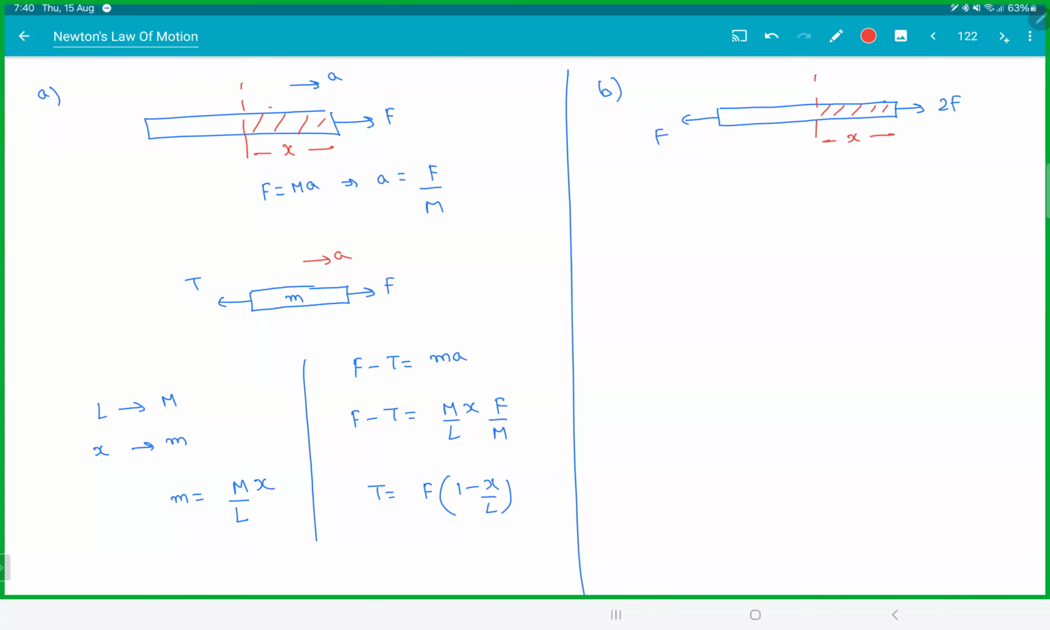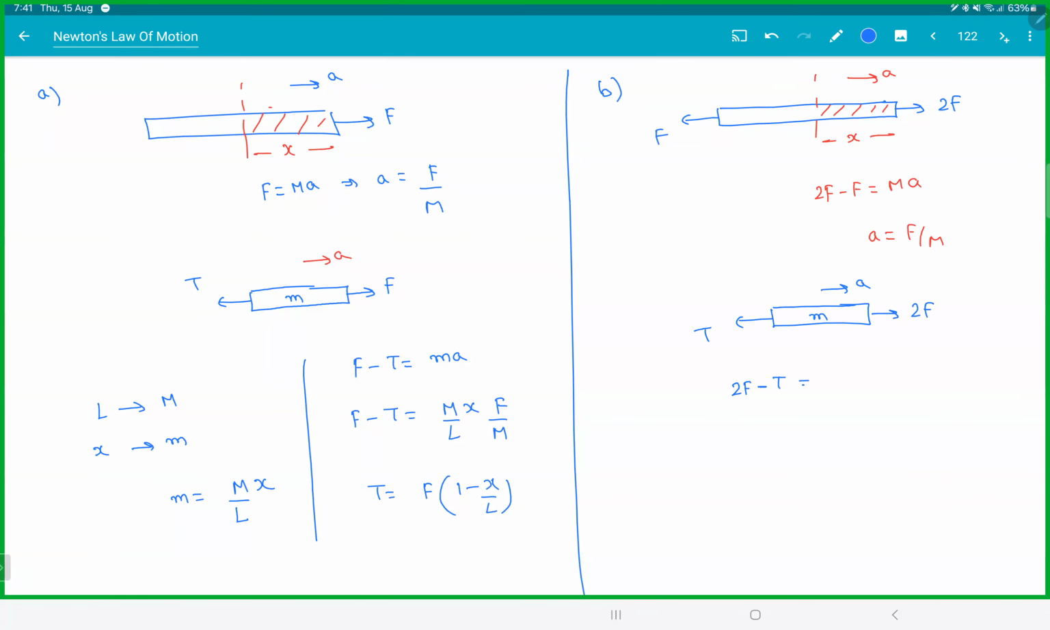It won't be the same answer. See, acceleration a: 2F minus F is Ma. Acceleration is F by M. Take any one piece. I will take the right one because I already know the mass. This will be 2F. This will be tension. This will be acceleration. This will be small m.